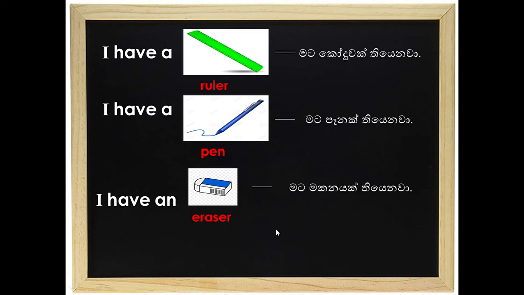මට මකනයක් තියෙනවා. I have a, what is this? Pencil. I have a pencil.